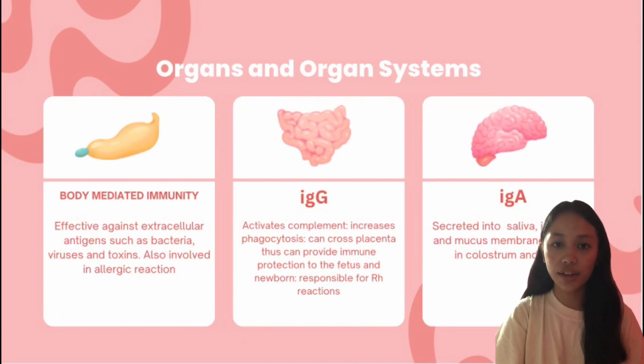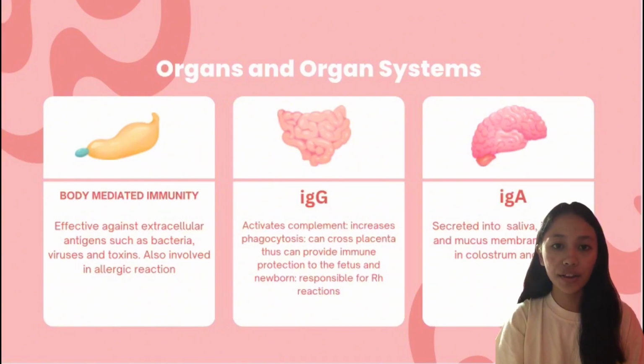Next, let's define what immunoglobulin G, also known as IgG, is. It activates complement, increases phagocytosis, and can cross the placenta, thus providing immune protection to the fetus and newborn. Also, it is responsible for the Rh reaction.